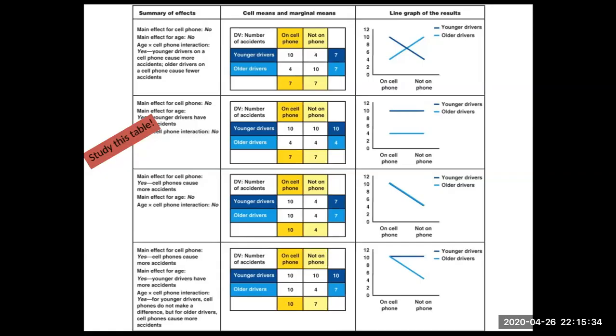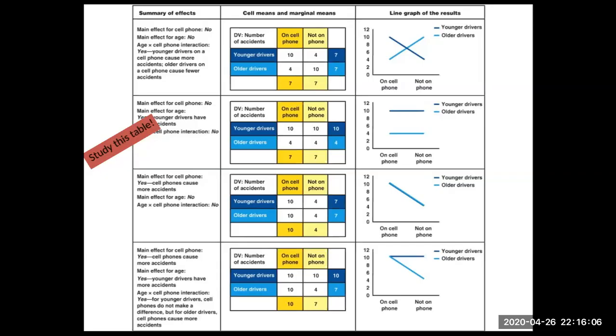So is there a main effect for age? Younger drivers average 7 accidents, older drivers average 7. I would say no, because it's exactly the same number. On a cell phone versus not on a cell phone, your marginal means are 7 and 7. So again, do we have a main effect for cell phone? No. Do we have a main effect for age? No. Do we have an interaction? Well, just look at the graph on the right. It's making an X. One is increasing, one is decreasing. So absolutely, we have an interaction.